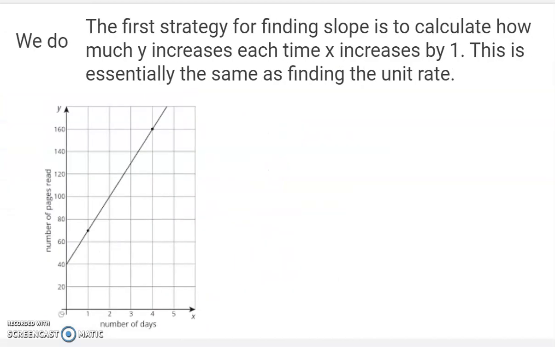We can still do it if it's not a proportional relationship. This is not a proportional relationship because we don't start at 0, 0. But we can still do this. So we want the y to x ratio. In this case, x is days, y is pages. And so we want each time x increased by 1, 1 more day, how many more pages? 1 more day, how many more pages?